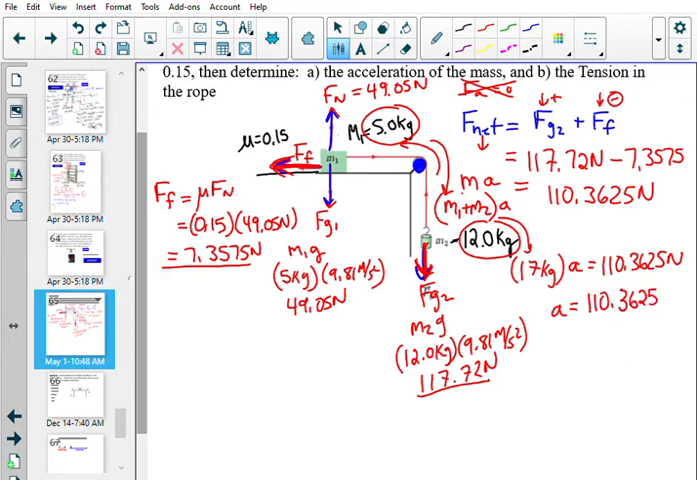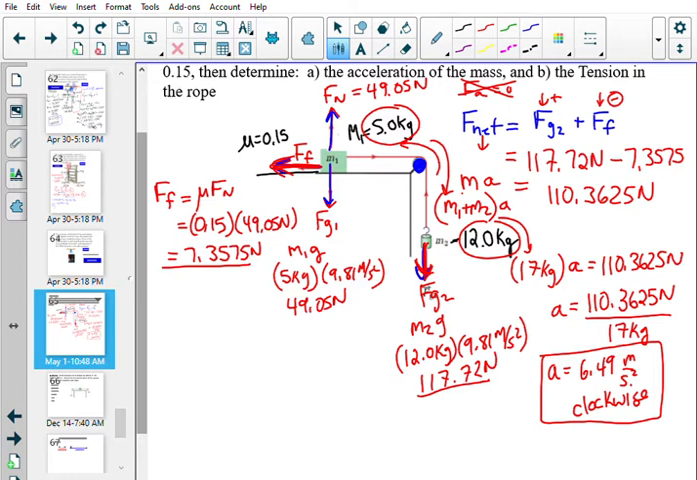110.3625 newtons divided by 17 kilograms will give me an acceleration of positive 6.49 meters per second squared. And that positive means it's clockwise. So we have worked out the acceleration of the system.